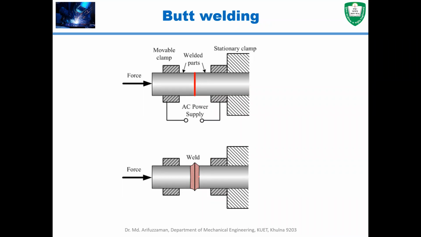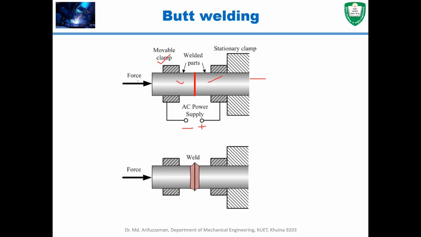Okay, next one is butt welding. Butt welding is a very simple type of welding. You apply the force and then you introduce the electricity. Okay, this is the positive pole and this is the negative pole. And then when you put the metal pieces together, these are the welded parts.